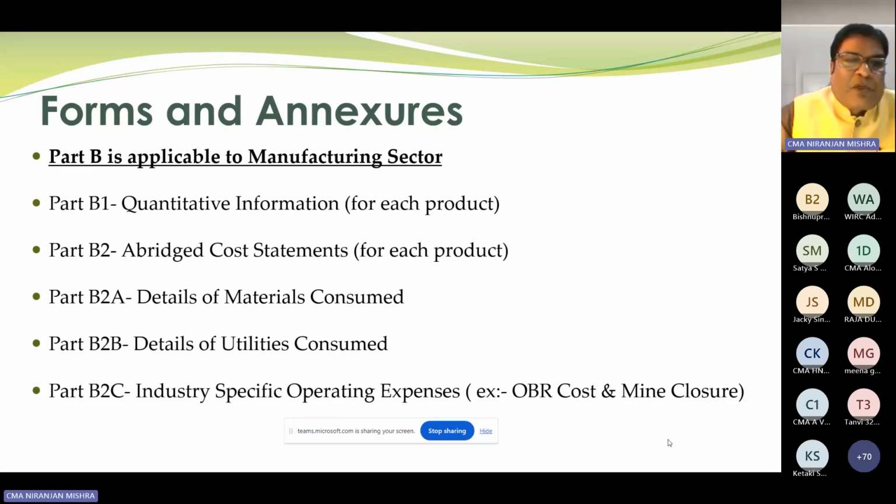So in Part B2C, there is industry specific operating expenses. Here the company is including OBR cost. You know, OBR means overburden removal cost, and mine closure cost. OBR cost is about 25% to 30% of the mining cost, and mine closure has an impact of about 5 to 6% on the total cost of mining. These are coming under industry specific operating expenses, Part B2C.